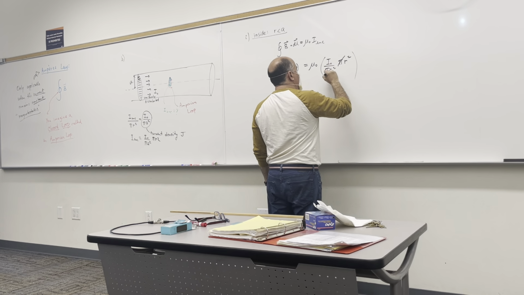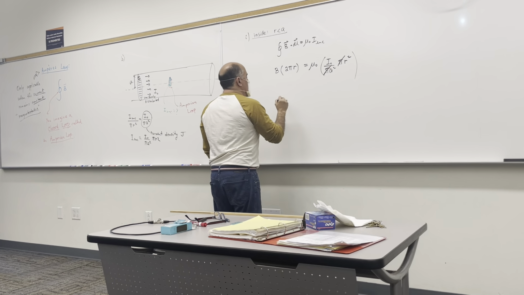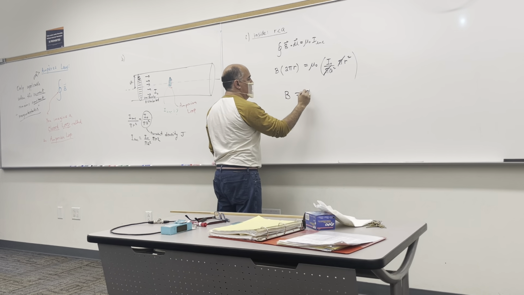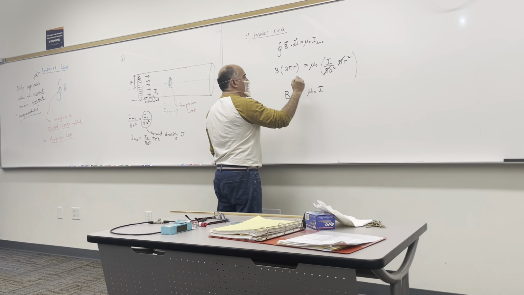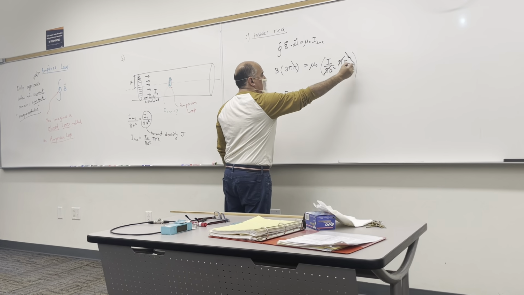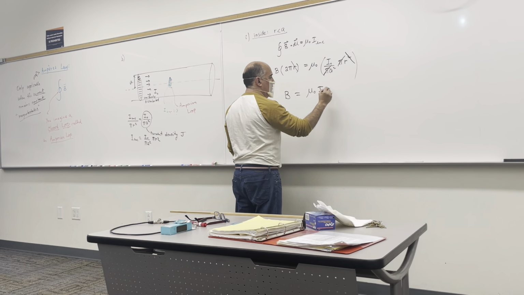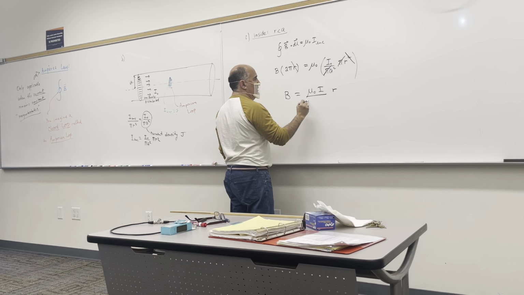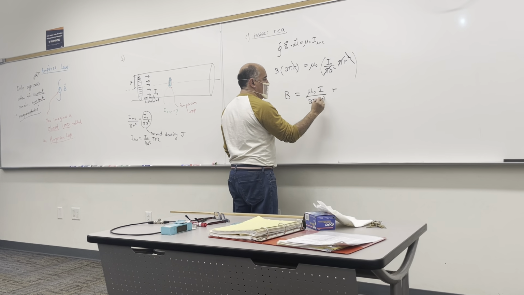And notice that this pi cancels that pi. So I get that the magnetic field is going to be mu naught I. Notice that one of these r's cancels, well, that r cancels one of those r's. And here I have 2 pi a squared.